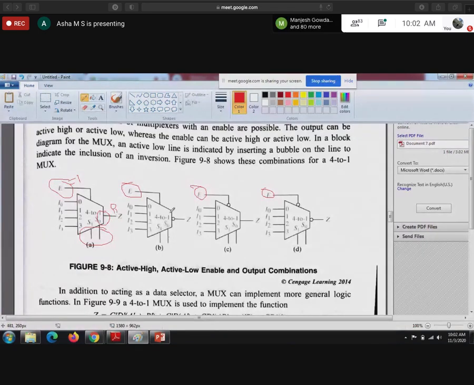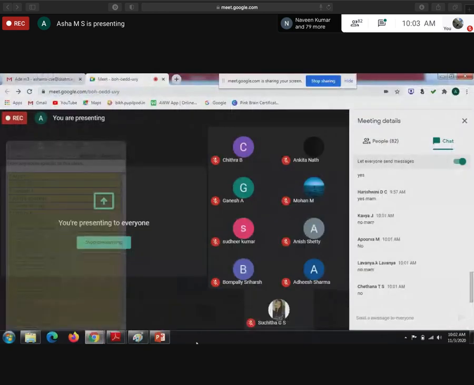So similarly, look at the second one. Here also same thing. When E equal to 0, Z will be 0. When E equal to 1, it will act as a normal multiplexer depending on the control line. But what about at the output side? Just look at Z. What we have at Z? Second one.